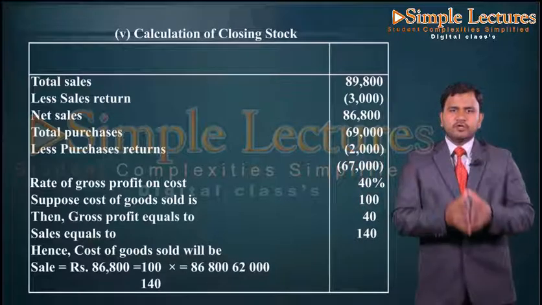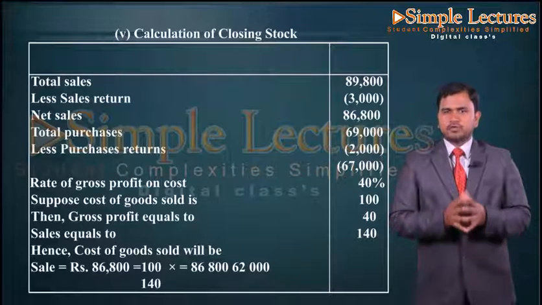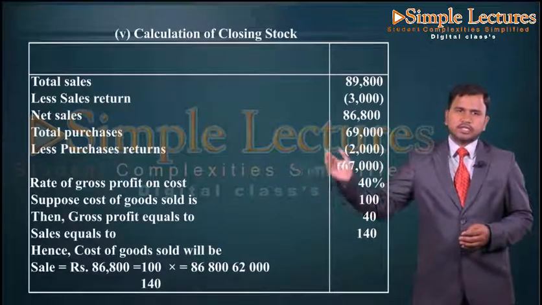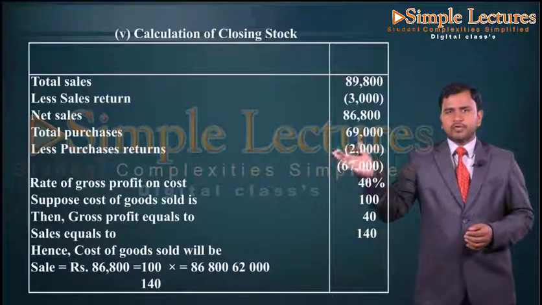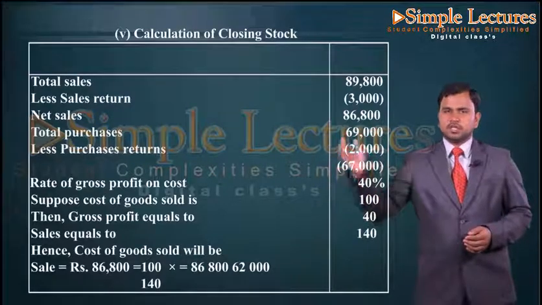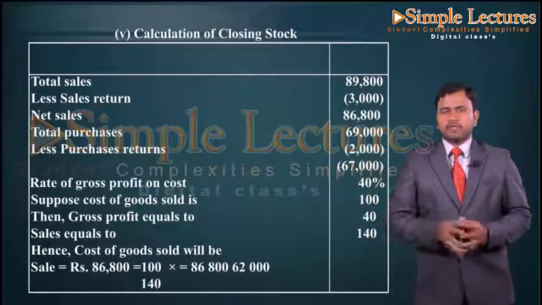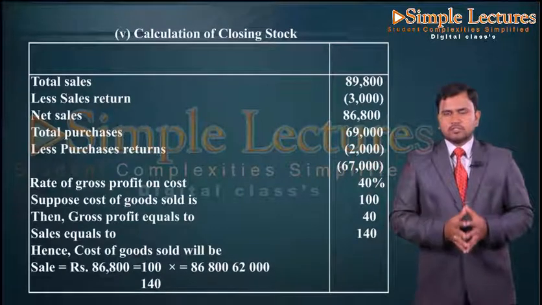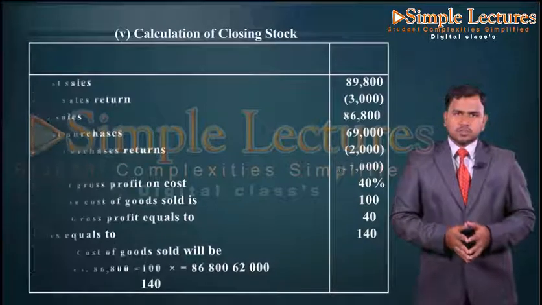So here we are doing a reverse calculation to find out the cost of goods sold, which is 86,800 into 100%. We are going to remove the 40% out of 140, which is into 100 divided by 140, which equals 62,000, which is nothing but the cost of goods sold.